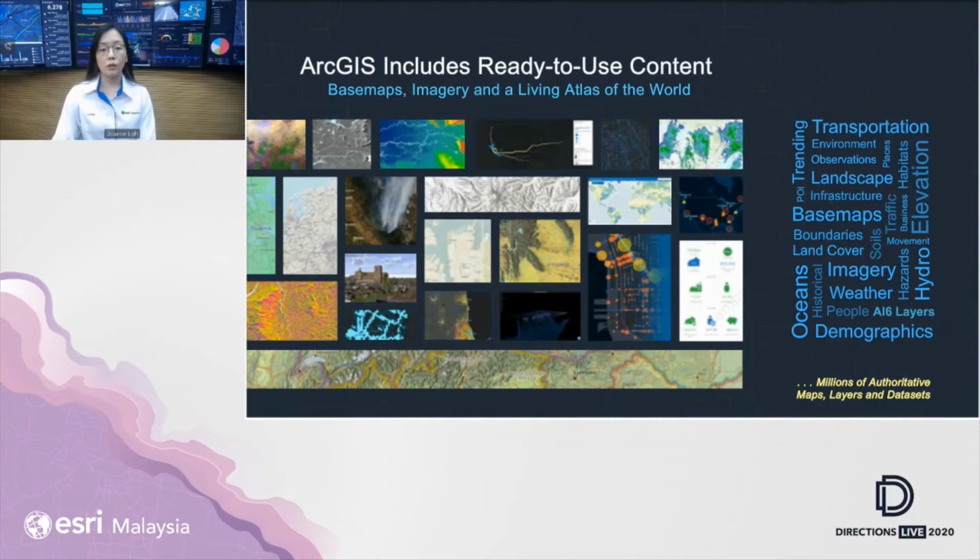ArcGIS also includes ready-to-use content from authoritative data sources. You are able to view the base map, imagery, and the Living Atlas of the World. With maps and apps from Esri and thousands of contributors, such as NOAA and USGS, you are able to have this information in your ArcGIS platform. Our users' contributions not only improve the maps, but also improve the geocoding capabilities across ArcGIS.